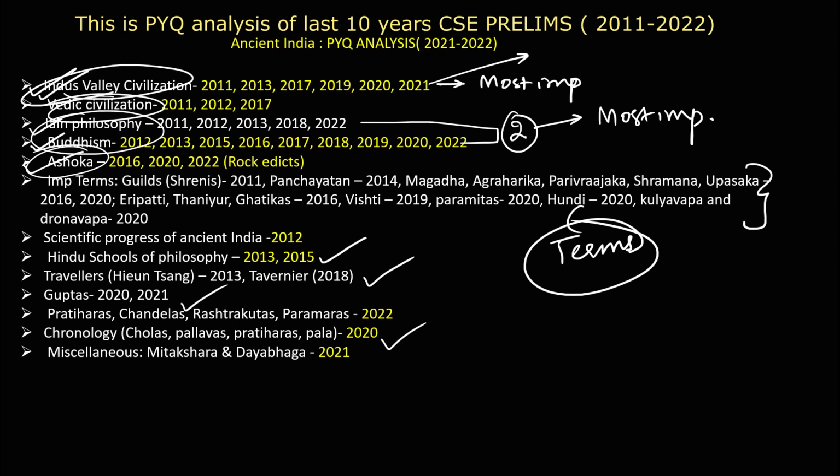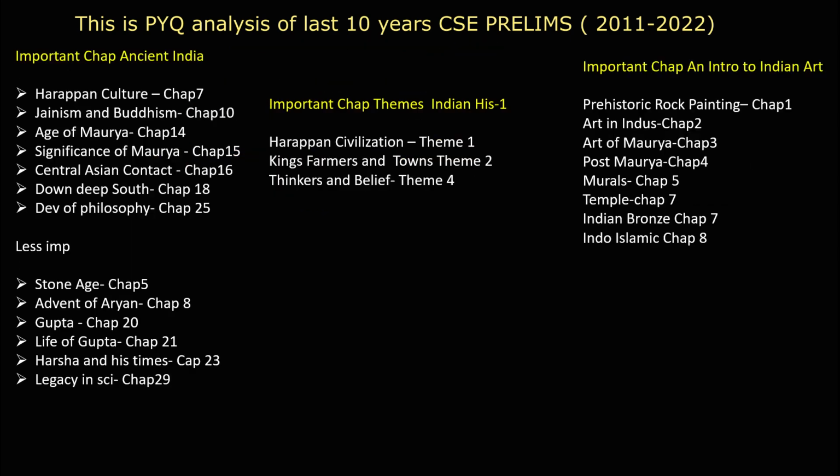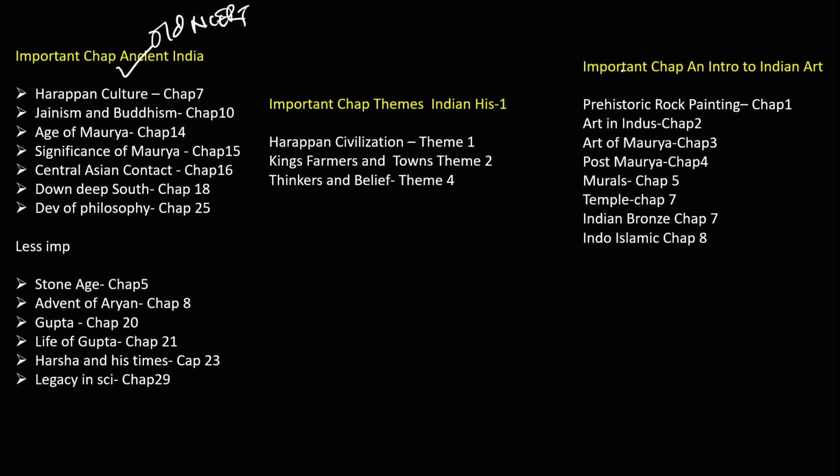Let me show you what I have done. I have collected the important chapters from the ancient India old NCERT, then Themes in Indian History Part 1, and then important chapters of An Introduction to Indian Art Part 1. What you have to do is read the most important chapters: out of 27 chapters, 1 2 3 4 5 6 7, only 7 chapters are the most important. You can't ignore these chapters. These chapters are do or die chapters.